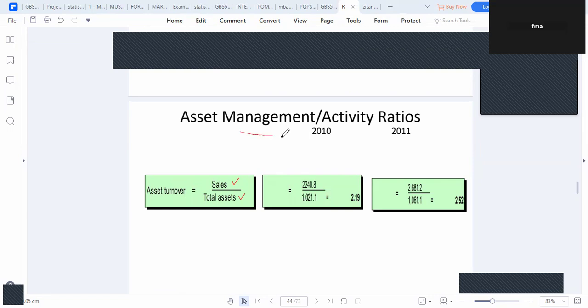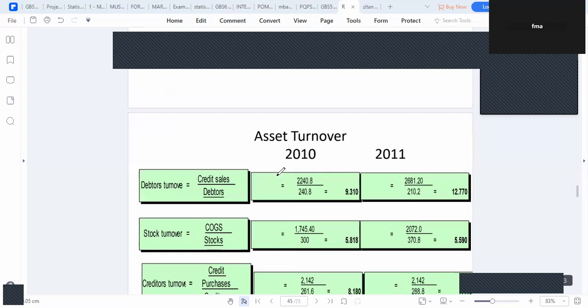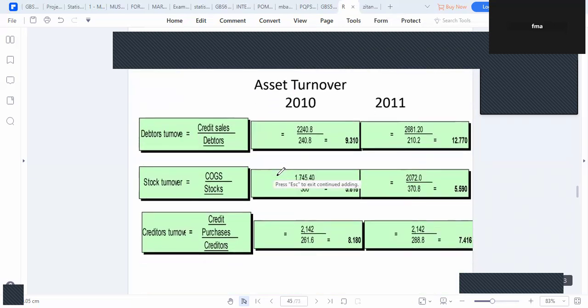So what are the uses of the asset turnover? It measures how much assets contribute to what? To the sales. Okay. Interpretation. Then we also have the creditors turnover, debtor turnover, and stock turnover. The debtor turnover looks at how much our debtors pay us. Creditors turnover looks at how long we take to pay our debts. Then stock turnover looks at how long it takes for us to what? To sell off our stock.